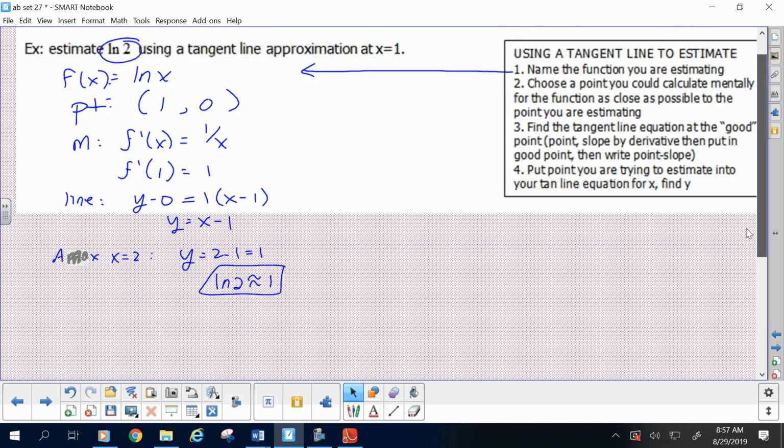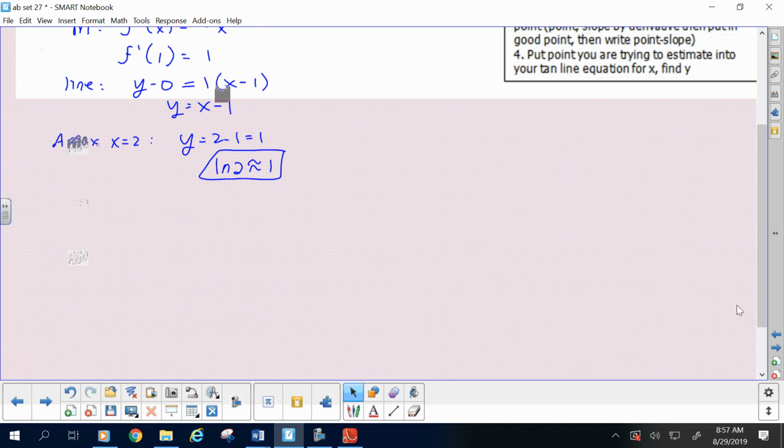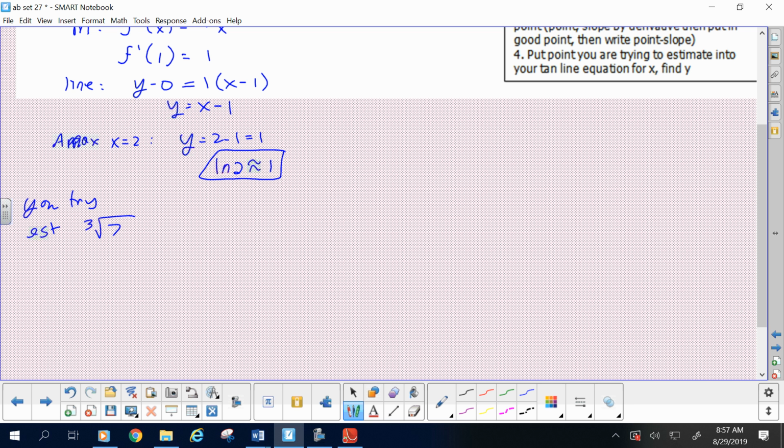All right, is there not one for you to try on your own? Oh, there is? Oh, what is it? Cube root of 7. Let's make it the cube root of 7. Okay. Cool, you try. Feel free to talk it over.